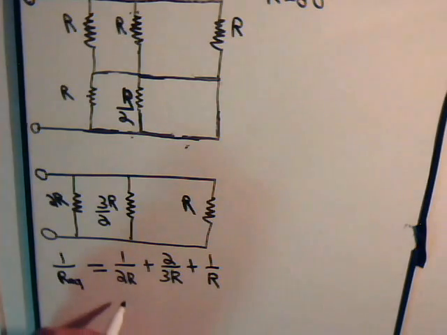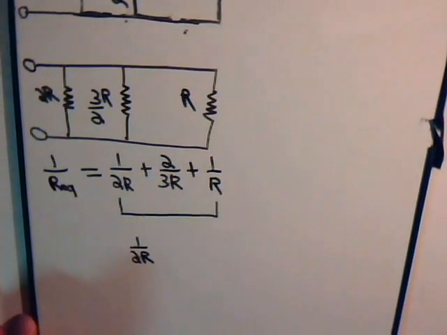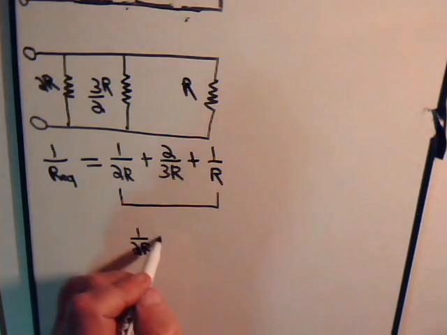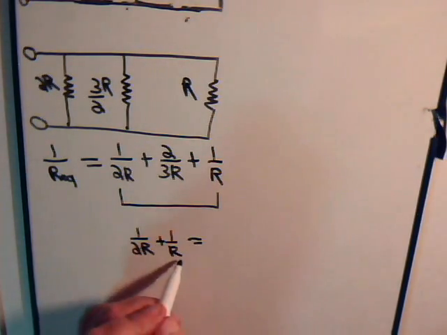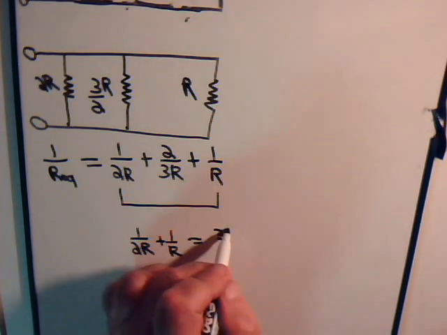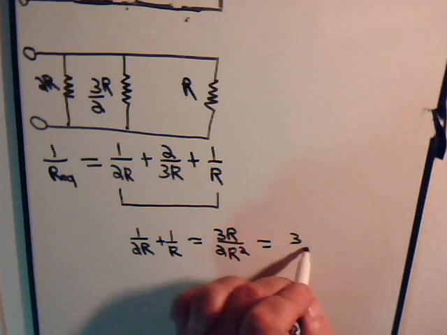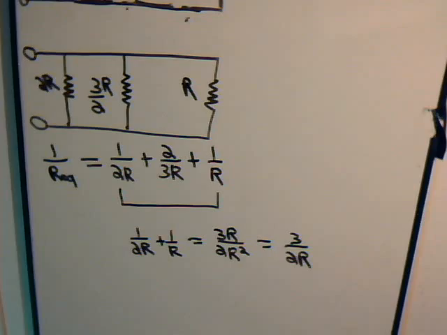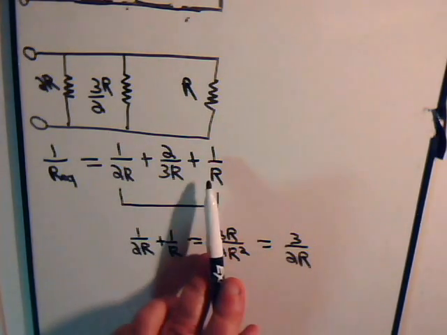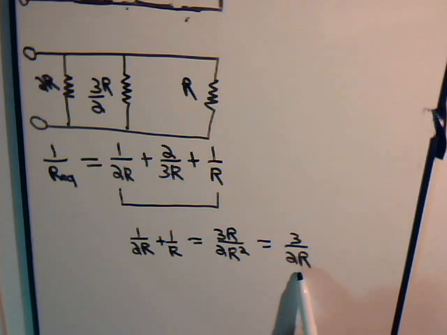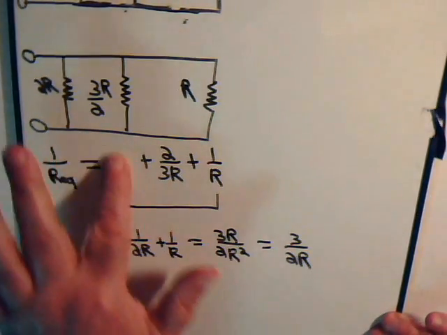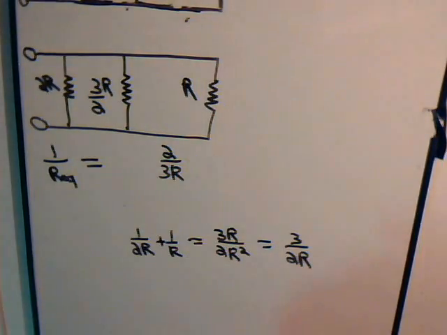Let's consider these two terms. Here we have 1 over 2R plus 1 over R. And that equals R plus 2R, that's 3 times R, divided by 2R squared. That is equal to 3 divided by 2 times R. So these two terms combine together to give us 3 divided by 2R. So let's write that in here. 3 over 2R.